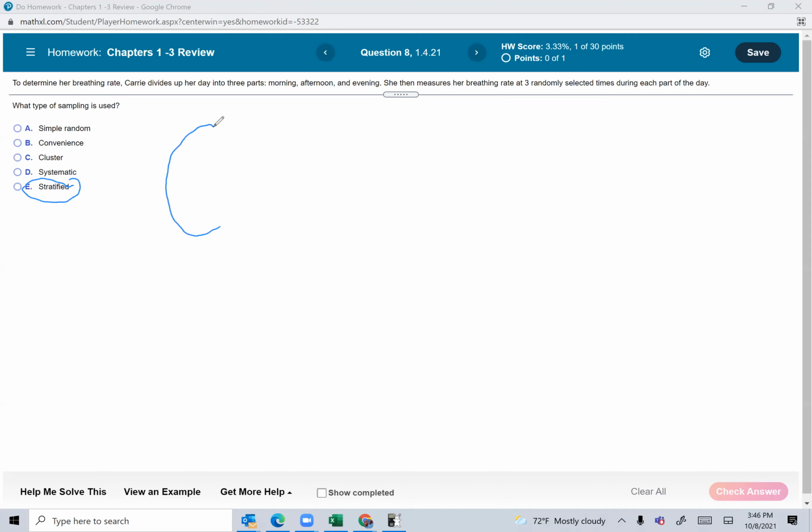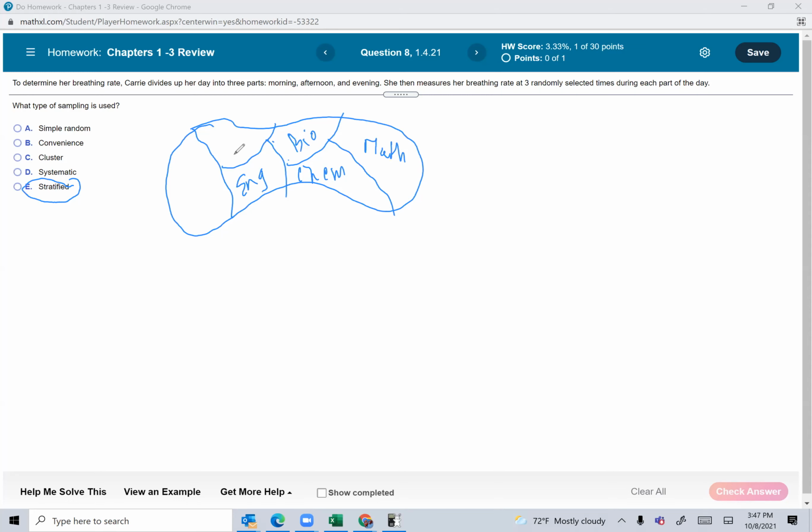Let's say this is Henry Ford College students, and I want to pick a sample that is called stratified. Look what I can do. I can divide the students into majors like math, chemistry, biology, English, sociology, criminal justice.